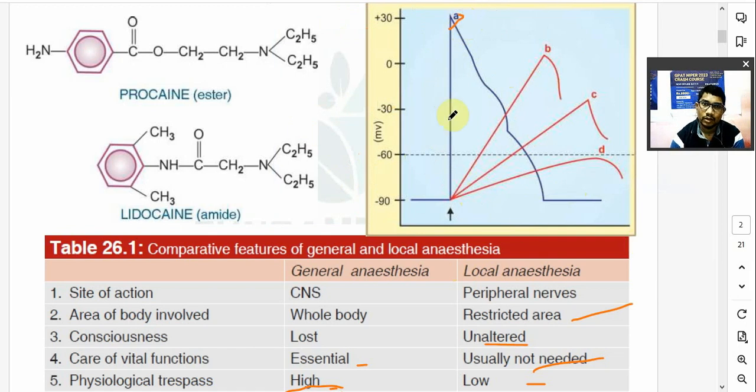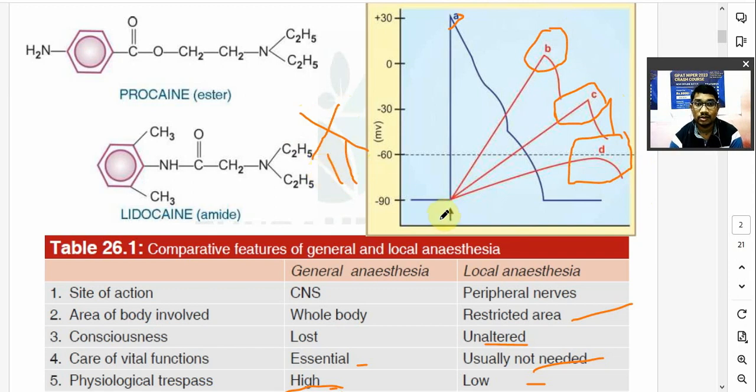Now what will local anesthetics do? Drug B is a local anesthetic in a small dose, drug C is a local anesthetic with a small dose, and drug D is also a local anesthetic with a higher dose. What will they do? They will suppress the conduction of impulses by blocking the sodium ion channels. They will not let sodium ions enter into the cell.